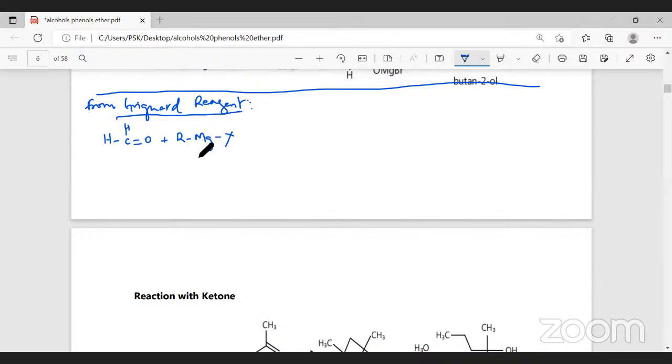Now, magnesium is a metal, it's highly electropositive. Therefore, what happens? It donates electrons. So magnesium gains positive charge and this carbon gains negative charge. It undergoes heterolytic cleavage. Likewise, the pi bond breaks and this pi electron will shift onto oxygen. Oxygen will gain negative charge and this carbon will gain positive charge.